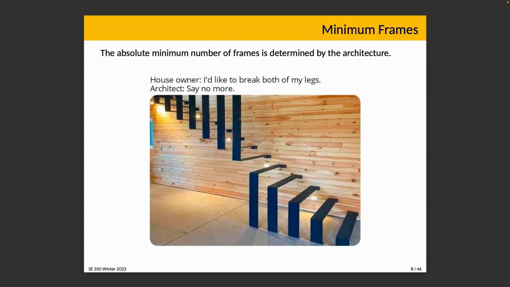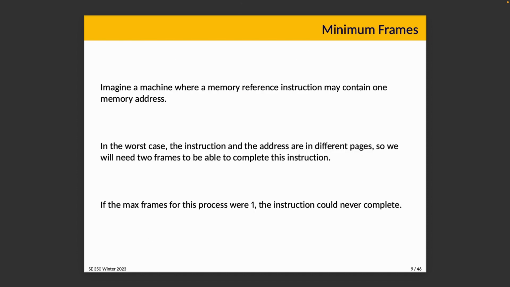Okay, but actually, I mean system architecture and not house architecture. So imagine a machine where a memory reference instruction may contain one memory address. Load data from here to there, like a copy instruction. In the worst case, the instruction and the address are on different pages, so the instruction and the data that we need require 2 frames to complete this instruction. We're going to move this data into a register, and that takes 2 pages, 2 frames, because the instruction is in the instructions and the data is allocated somewhere in the heap.